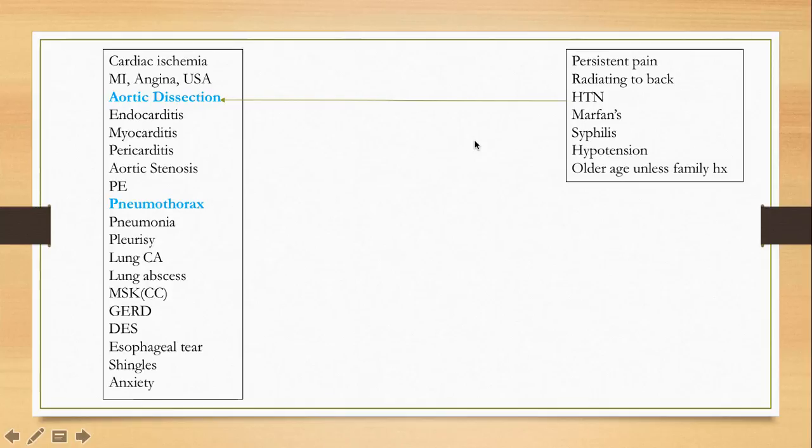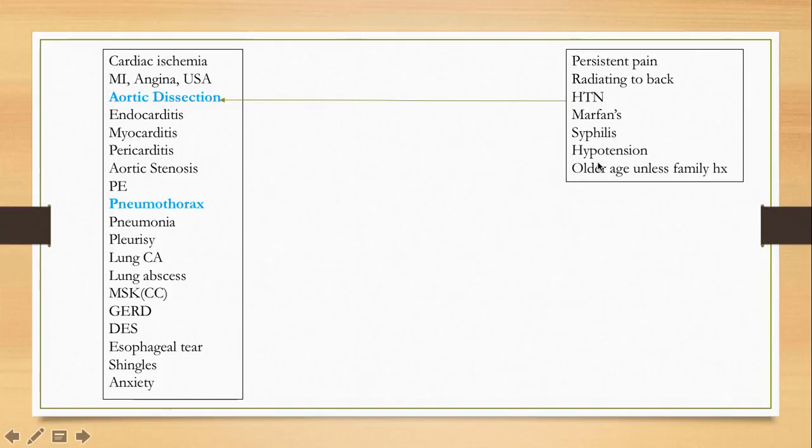It starts within a few minutes, and patients present very quickly, usually not more than a few hours. Their risk factors would be history of uncontrolled hypertension, possibly Marfan, and possibly syphilis. Those two, like I said, are not as common, but if they have any of these risk factors present, definitely think about aortic dissection if the pain is radiating to the back.